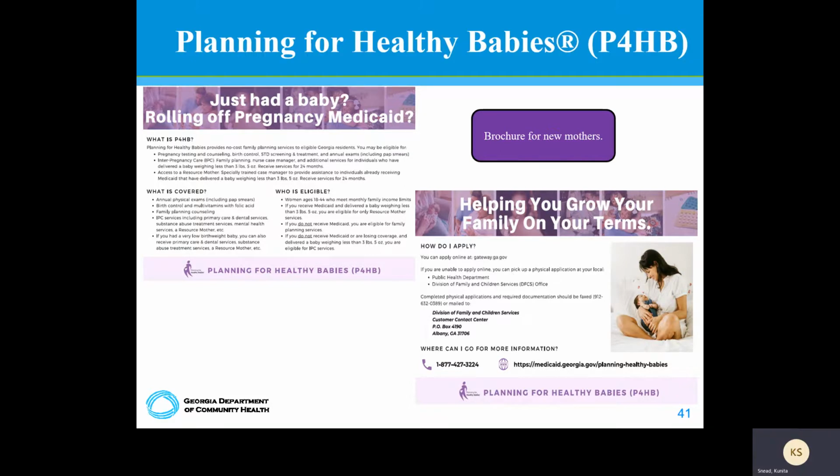This is not an all-inclusive list, but it includes their annual physical exams, birth control, multivitamins with folic acid, family planning counseling. They have a component called Resource Mother, which is like case management. It tells you who's eligible, and on the back it tells who can apply. This information has been provided to you as well as part of your training material email. That's the first brochure, for new mothers, because at the top it says just had a baby, rolling off pregnancy Medicaid. This is really good for a pregnant woman, especially once they go through their 60-day postpartum. If they're not eligible for any other type of Medicaid, then they possibly could be eligible for Planning for Healthy Babies.